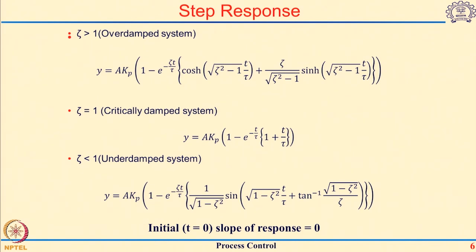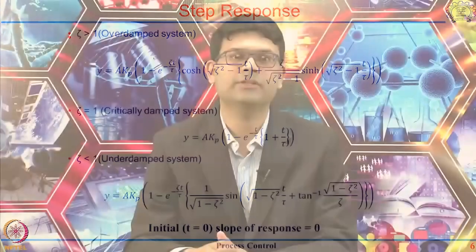In all these cases, what you should notice is that if I take the slope of this response at time t equal to 0, that slope is going to be 0. So the response does not directly start at t equal to 0. There will always be a zero slope at time t equal to 0, and slowly the response will catch up. So this is again a distinguishing factor between a first and a second order response. In first order response, the response directly starts with a non-zero slope at time t equal to 0, which was 1 over tau. And in a second order system, the system takes a little bit of time to get started, and that is why the initial slope is going to be 0.